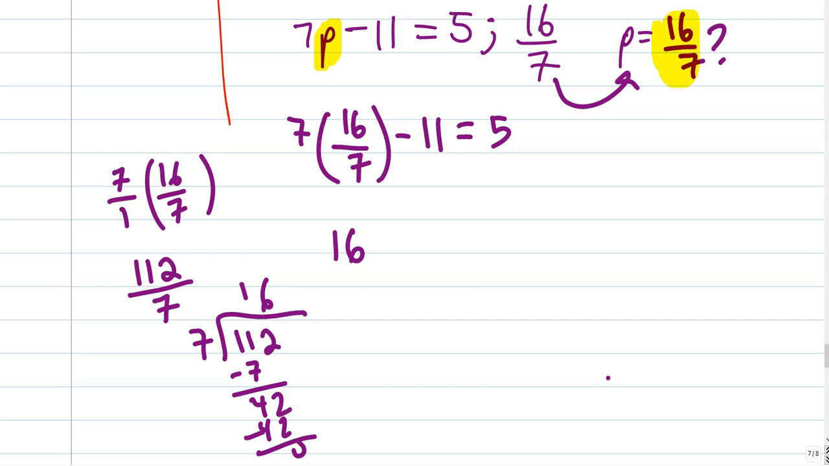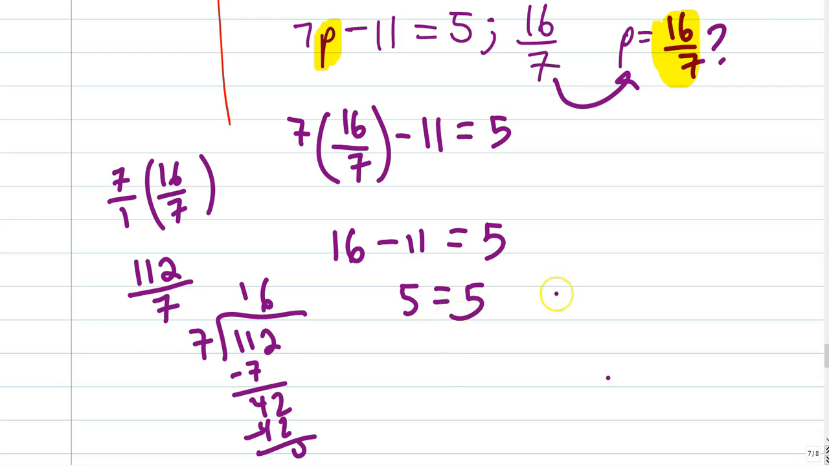I think it's really nice when you can see the 7s cancel. That was a lot of sad work, but it gets you the same answer. So if you don't see that the 7s cancel, it doesn't mean your mathematics has to shut down. You can still multiply the top straight across and then divide it. But basically multiplying by 7 and dividing by 7, they cancel each other out, so I'm left with just the 16. Okay? Then we got 16 minus 11 equals 5. Keep evaluating. 16 minus 11. We get 5 equals 5.